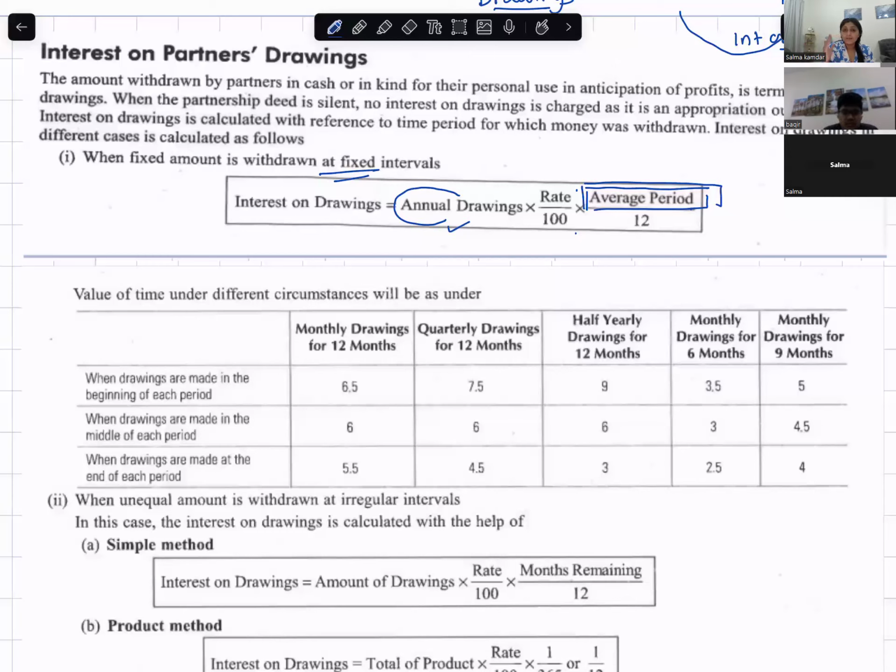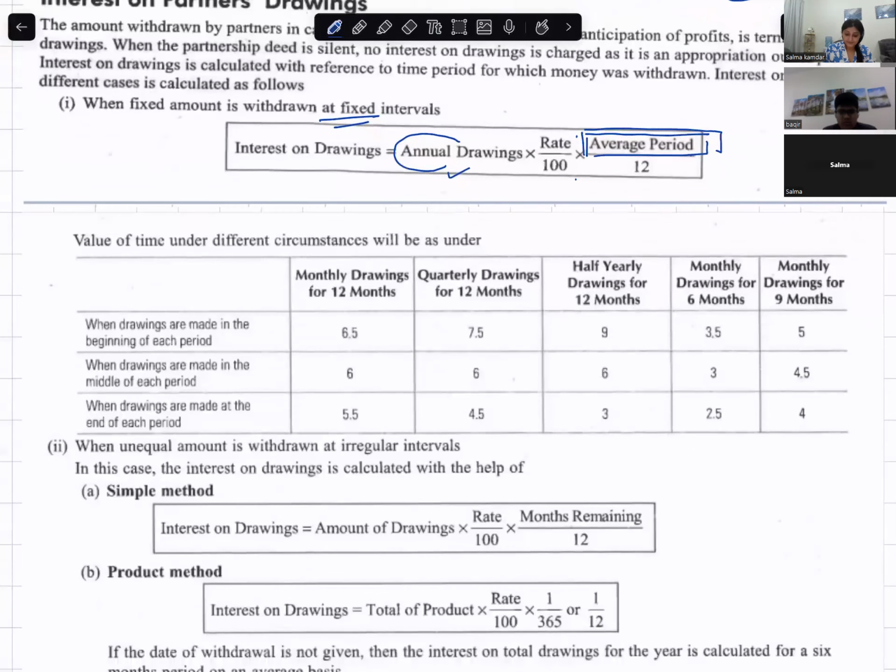Now, understand one more thing. Can you tell me, is interest on drawings an appropriation of profits or a charge? Appropriation. So it is paid from appropriation of profits. It is charged as an appropriation out of profits. Are you with me? Yes, ma'am.